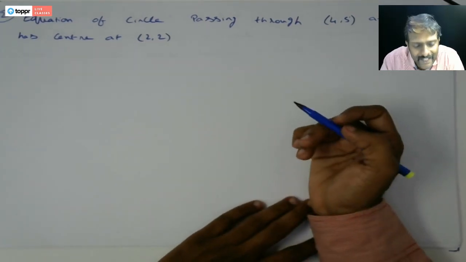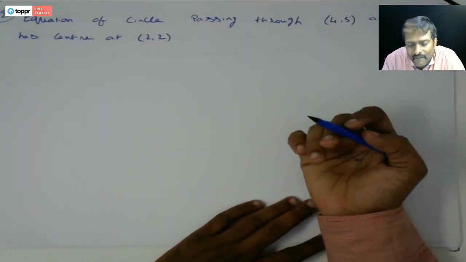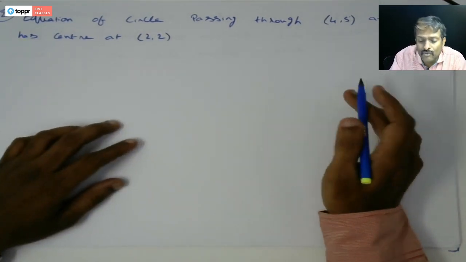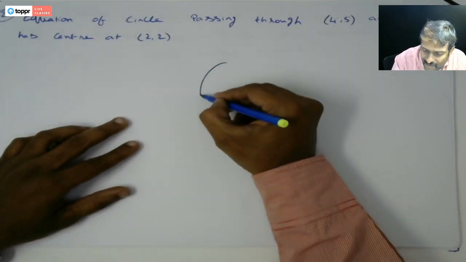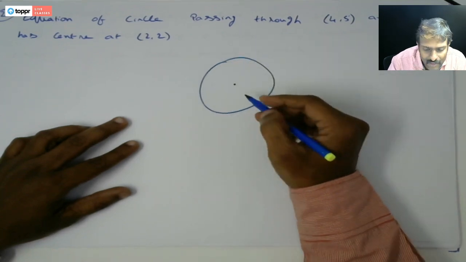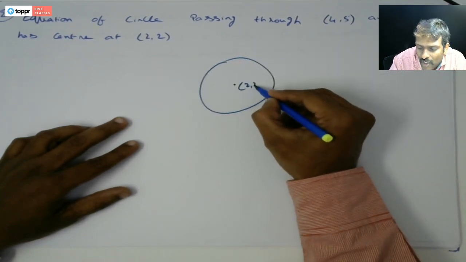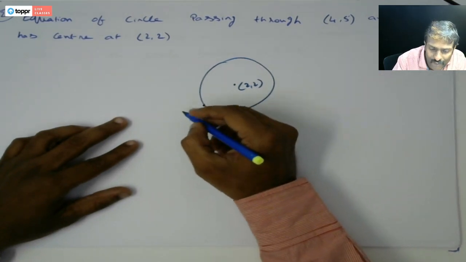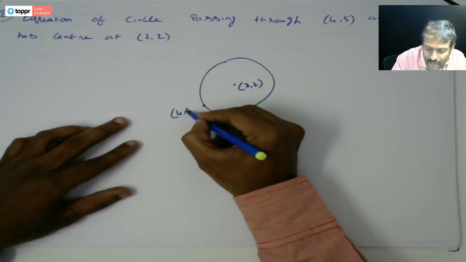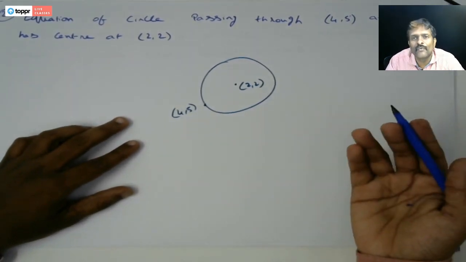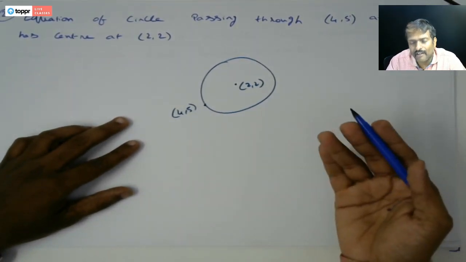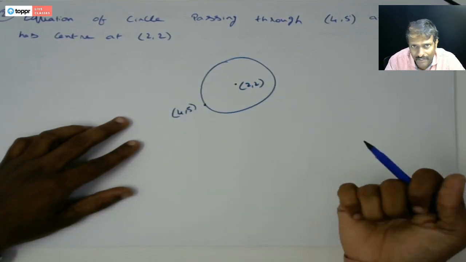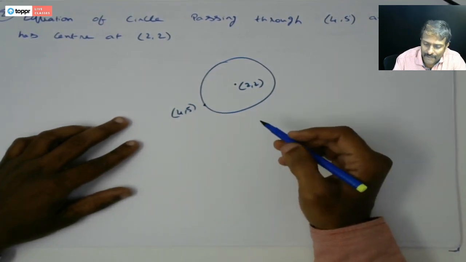Now the second question: the equation of a circle passing through (4, 5) and having center (2, 2). He gave a circle whose center is (2, 2), and says that it is passing through the point (4, 5), and we just need to find the equation of this circle. I'm sure most of you might already have solved it, because it's a pretty easy sum.